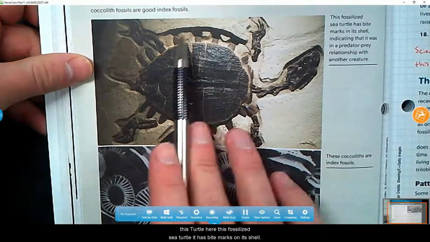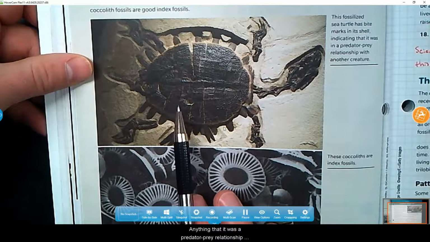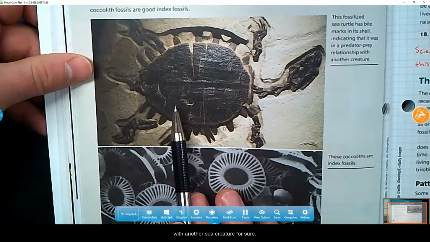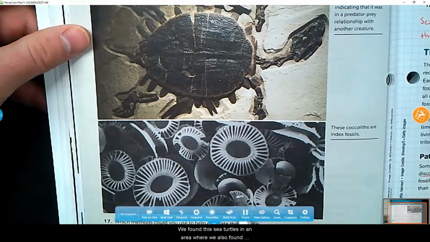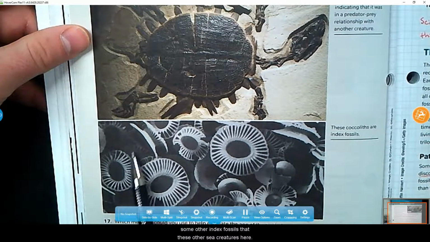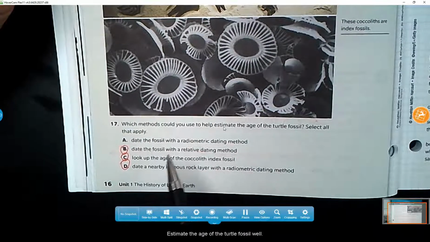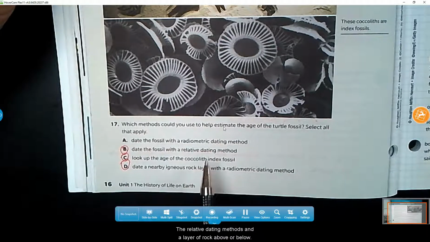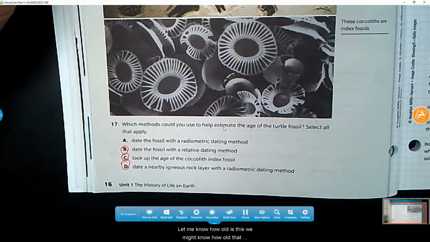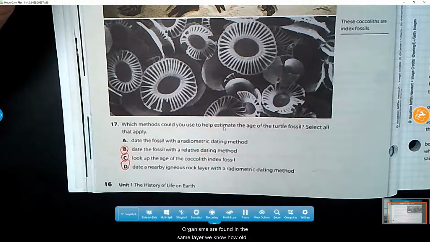Like we have this turtle here, this fossilized sea turtle. It has bite marks on its shell, indicating that it was in a predator-prey relationship with another sea creature for sure. And then if we found this sea turtle in an area where we also found some other index fossils, like these other sea creatures here, what methods could we use to help estimate the age of the turtle fossil? Well, we could date the fossil with the relative dating method. So if we find a layer of rock above or below that we know how old it is, we might know how old that turtle is, or if we know how old these organisms are and they're found in the same layer, we know about how old that turtle is.